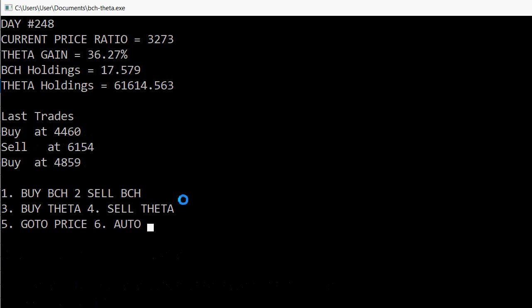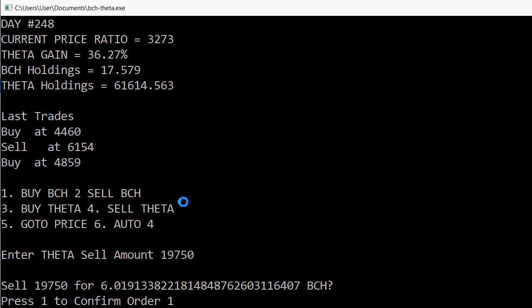Theta gains again, and okay, so I'm starting to have a little bit less. I sold 27 last time, now I got 60. Maybe if I go 20, I'm going to be down to 40, but yeah, let's take that chance. Maybe go somewhere close to it. 6 Bitcoin Cash added.